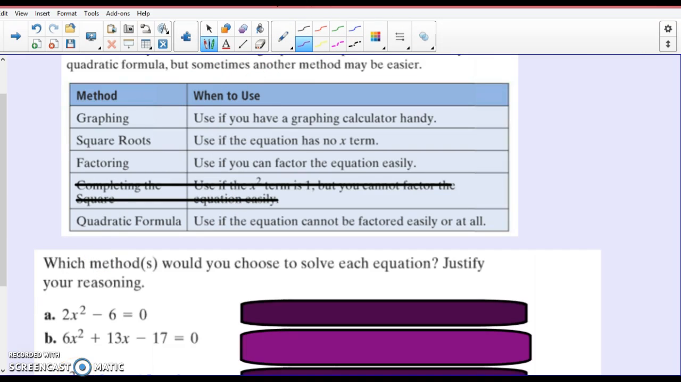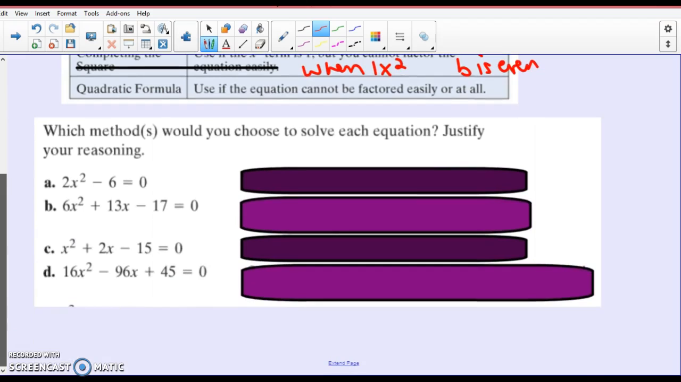I think completing the square is a great option when your x squared term has a 1 in front of it, obviously not written, and b is even. I think that's easier than the quadratic formula if it's of that form. If your x squared term has a 1 and your b value, which is what is in front of the x, is even. Then, quadratic formula for everything else. All the garbage.